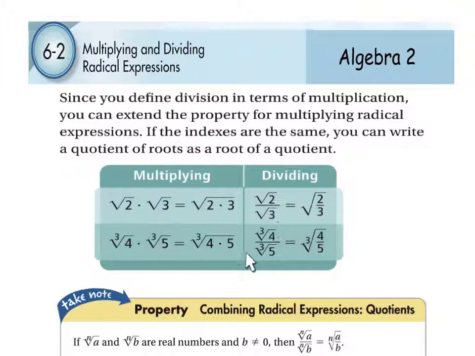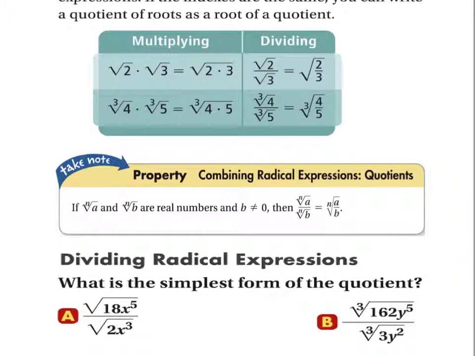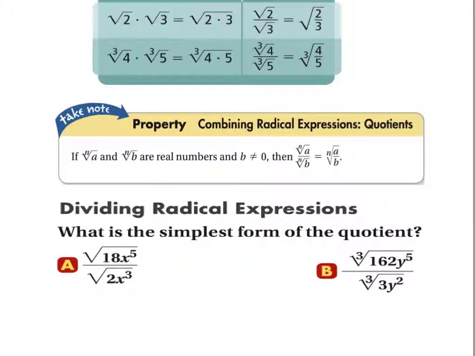It's the same thing for other roots as well. If I have the cube root of 4 divided by the cube root of 5, then I can say this is the cube root of 4/5, since they're both the same index. Now, if they weren't the same index, I couldn't do this. What we're going to try to do is make the same root over the whole thing, and simplify the radical expression as much as we possibly can.